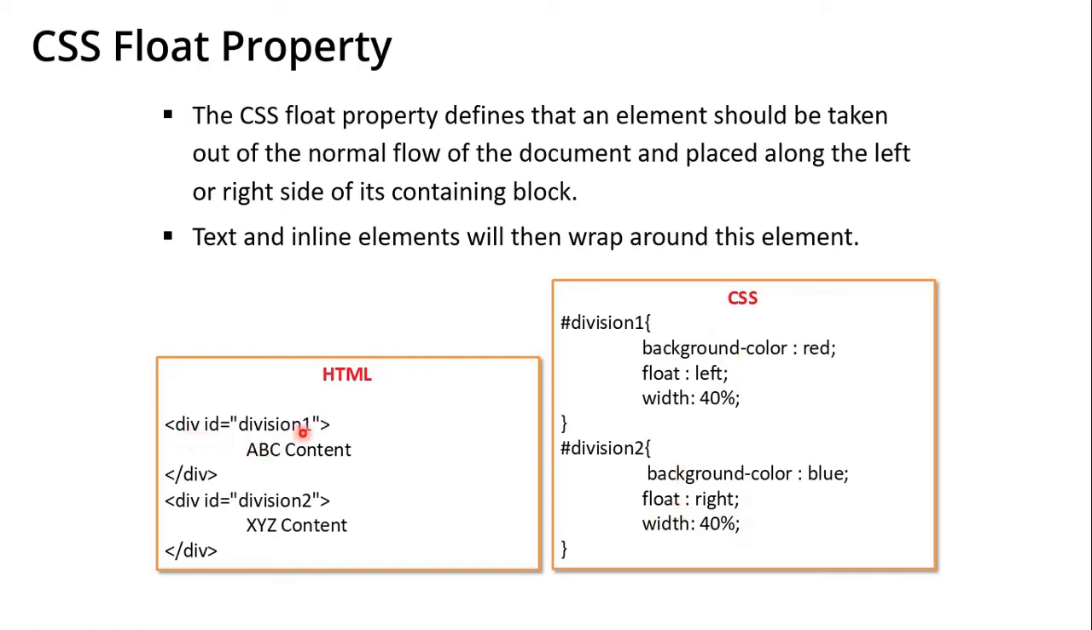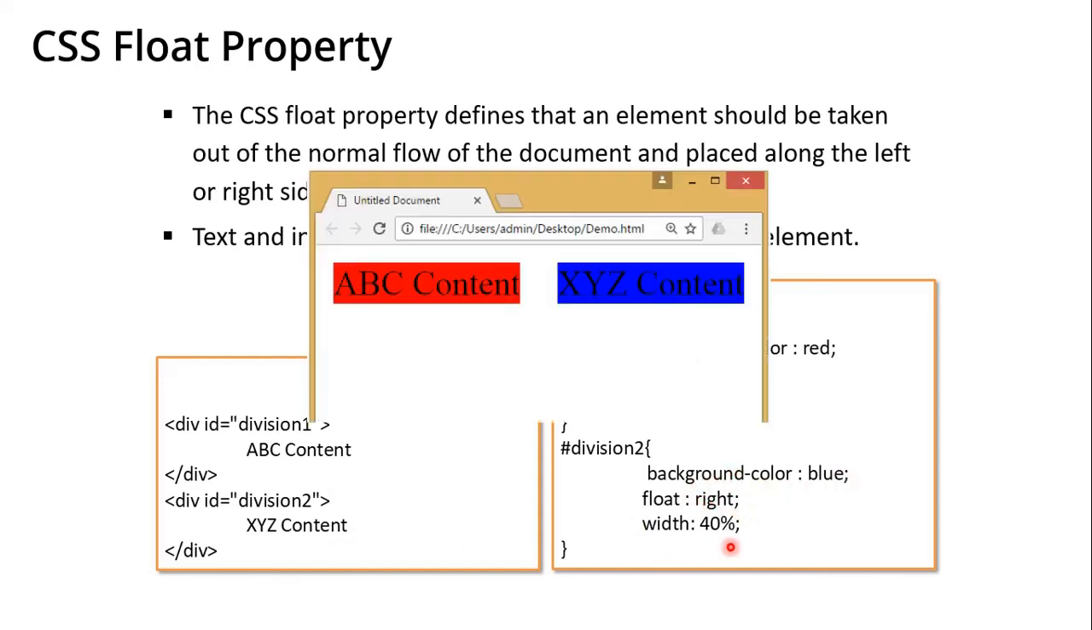So division id is equal to division 1, and in division 1 we have the abc content. It will display in red color, float left and width 40%. And for division 2 we have the xyz content. Its color is blue, float is right and width is 40%. So it will display like this. So this is the CSS float property: according to left, right, color and width it will display.